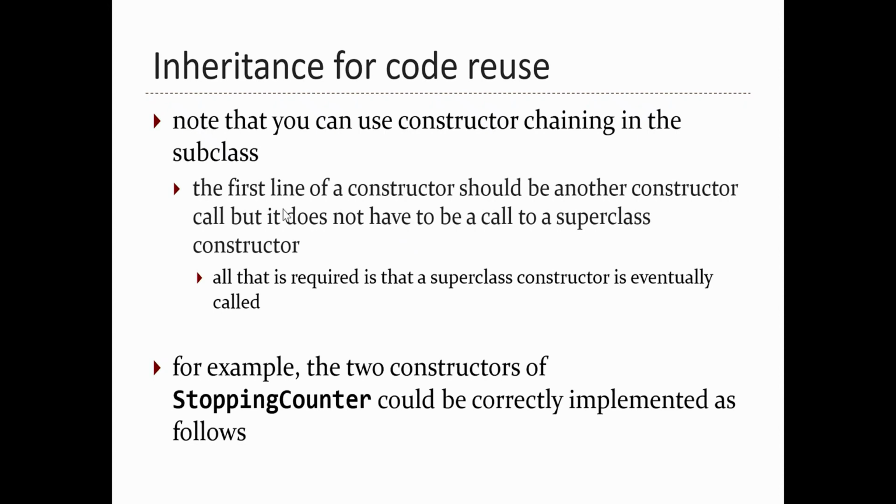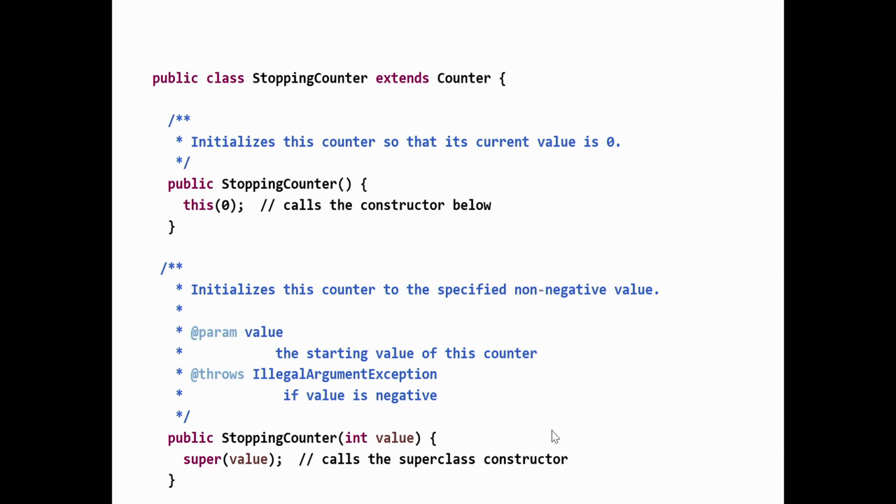The first line of a constructor should be a call to another constructor. You don't have to call the superclass constructor, though. All that's required is that eventually, somewhere along the way, the superclass constructor is called. So for example, here's the no argument constructor. Before, we used super(). This time I'm going to use constructor chaining. So I'm going to write this(0). That calls this constructor down here. This is fine. This is the first line of my constructor. It's a call to another constructor.